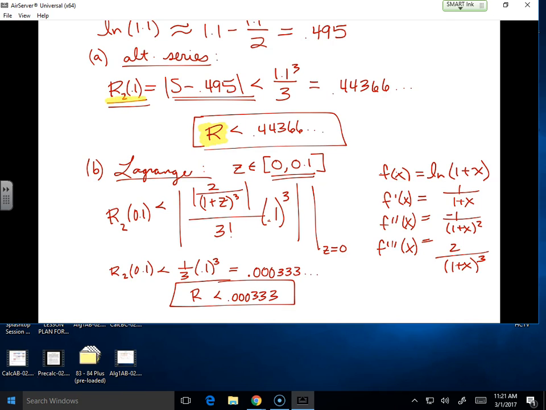And so we've seen from the last card, error is defined to be the absolute value difference, which means above or below. This is saying from the alternating series remainder theorem that the remainder is definitely less than 0.44366. And from Lagrange, we were able to be even more precise and say, hey, it's definitely less than 0.000333. So that's just the error range, right? What the error has to be between?